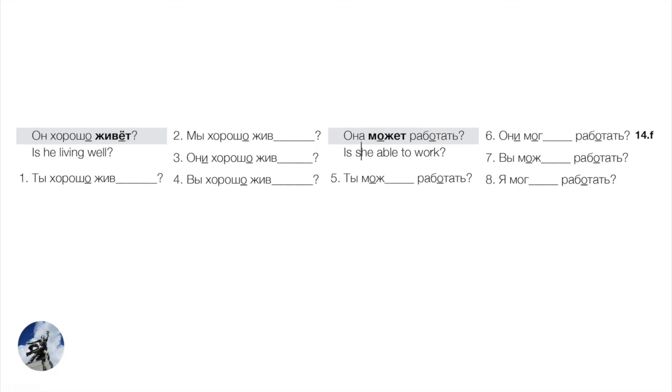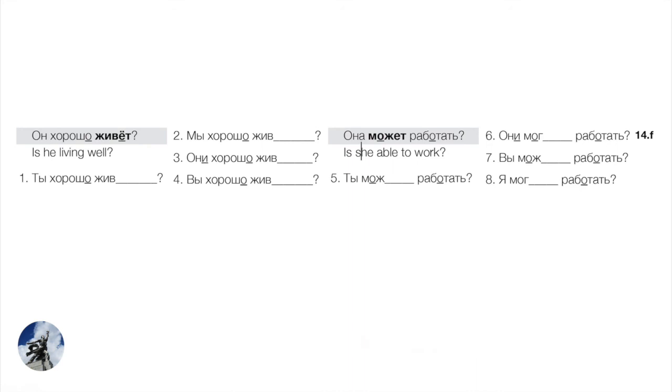Okay, number two, мы. Are we living well? Мы хорошо живем. Number three, они. Are they getting on well? Are they living well? Они хорошо живут. And number four, are you all living well? Вы хорошо живете. Or again, that could be speaking politely to one person.